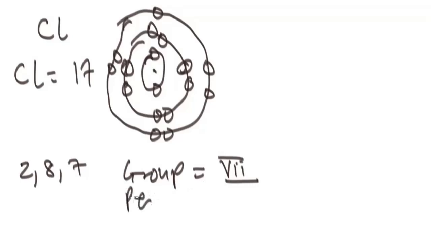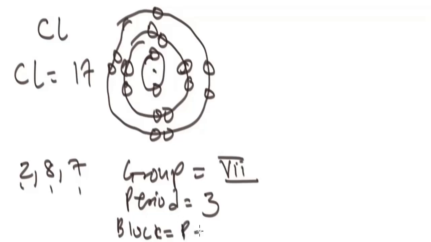Whereas the period: how many shells do we have? Still 3: 1, 2, 3. So this element belongs to period 3. The block, from what I told you, since it belongs to group 7, elements from group 3 to group 8 belong to the P block. So the block of this element will be P block. Alright guys, so this is for chlorine.